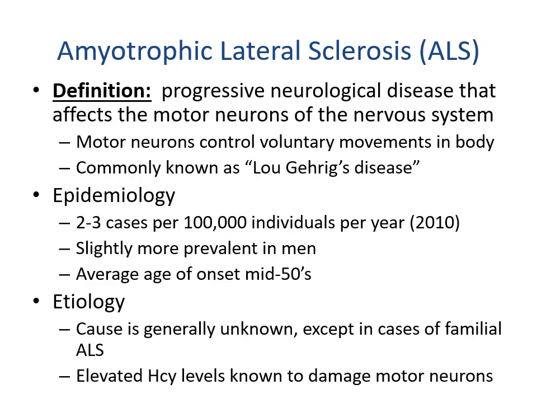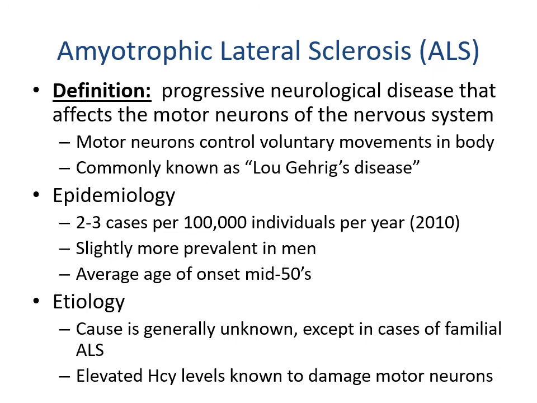So we'll move to our second neurodegenerative disorder. We'll take a look at amyotrophic lateral sclerosis, or ALS. It's a progressive neurological disease that affects the motor neurons of the nervous system, and these are the motor neurons that control voluntary movements in the body. This is also known as Lou Gehrig's disease.